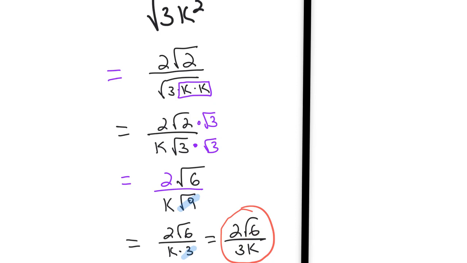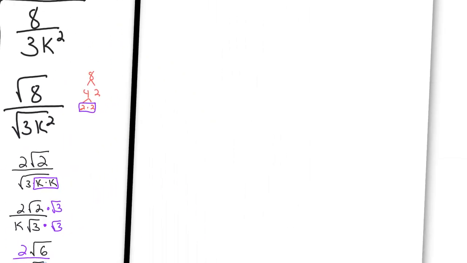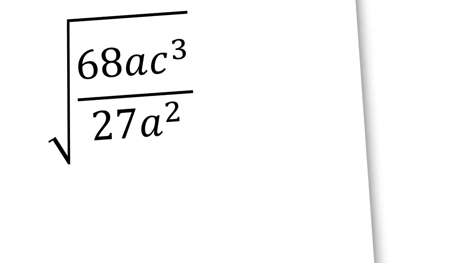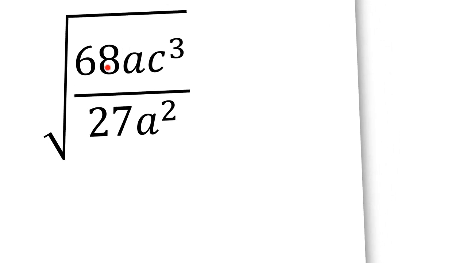They both have to have a radical in order to simplify. So let's try now another one with a fraction. First, I'm looking at the fraction and I check if I can reduce the 68 and the 27. And nope, you can't. They don't have a common factor, but I can reduce the a's inside of the radical.